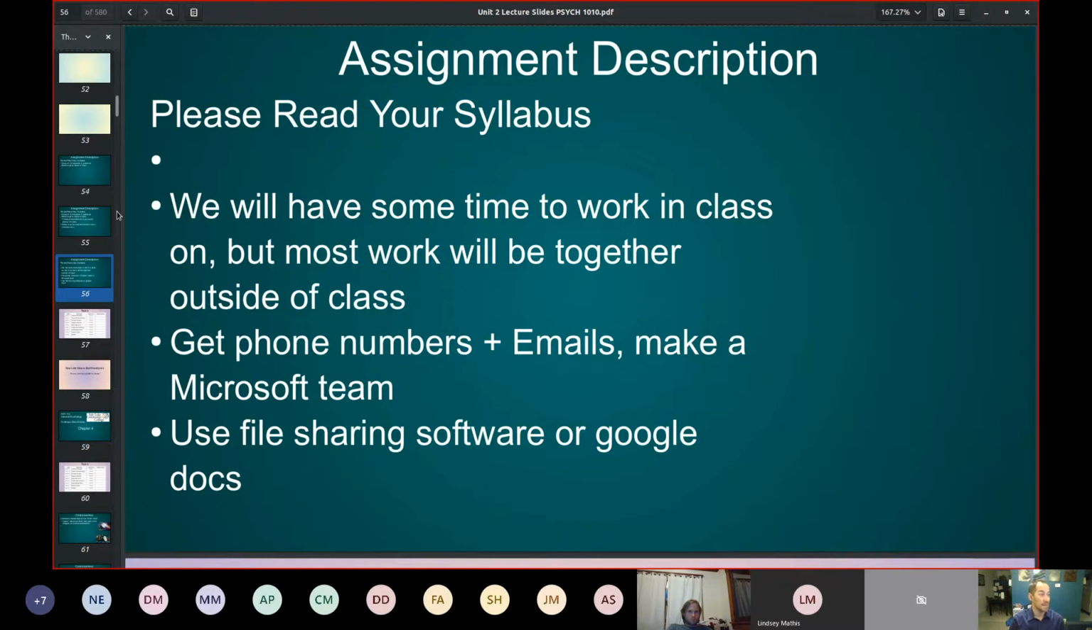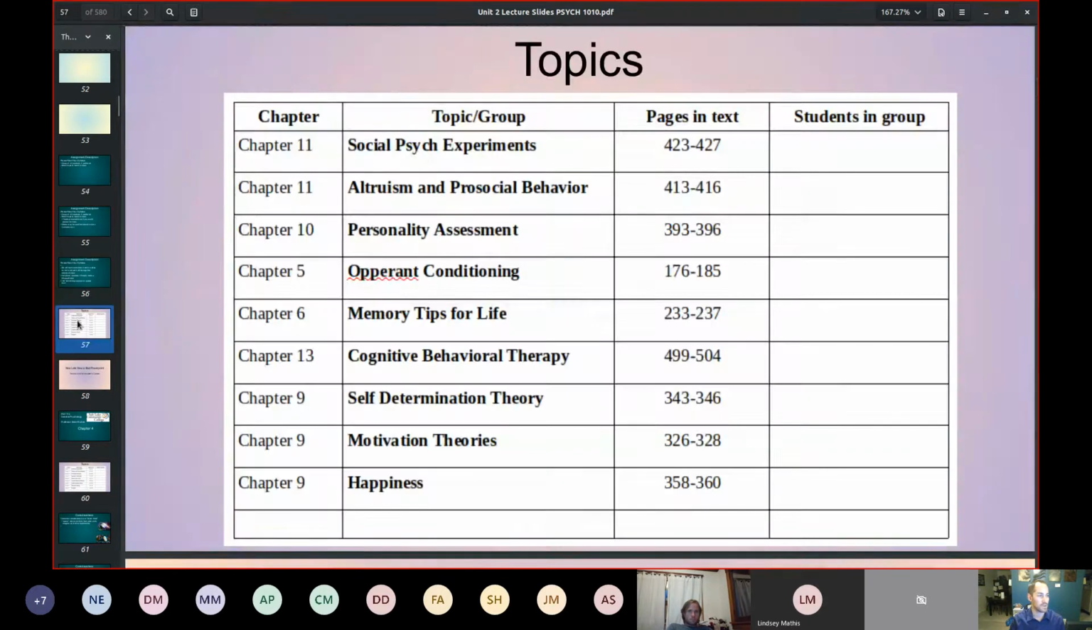So that is the assignment. That's what you'll be doing. We'll go over some rules for making good presentations, but hopefully that gives you a better description of what the assignment is. Here are those topics again. Are there questions on what this assignment is, what your expectations are?